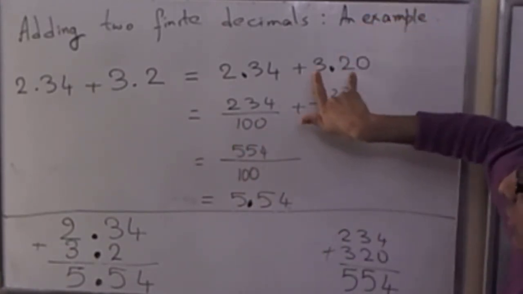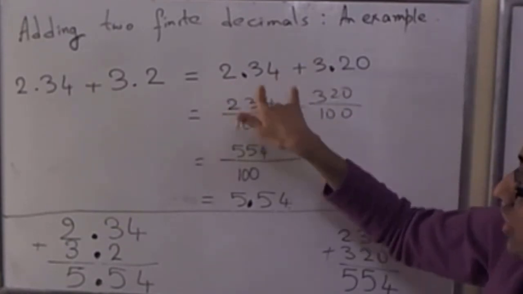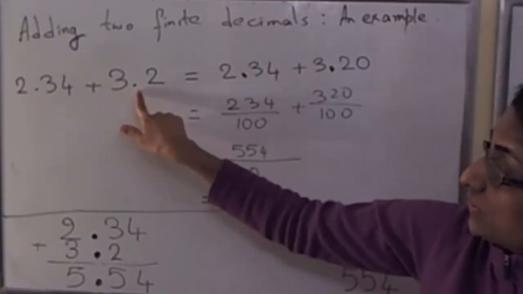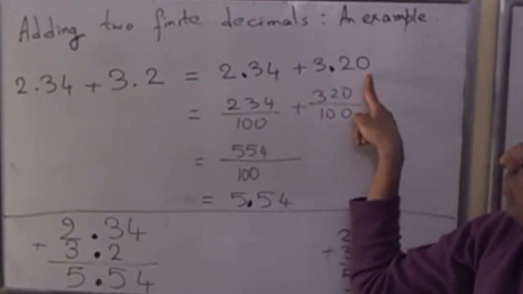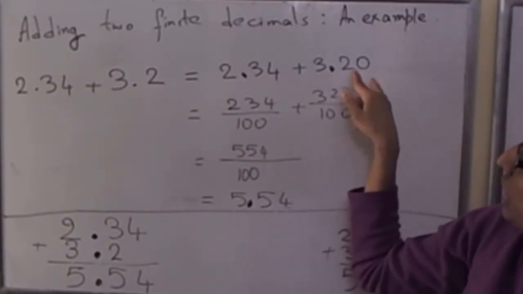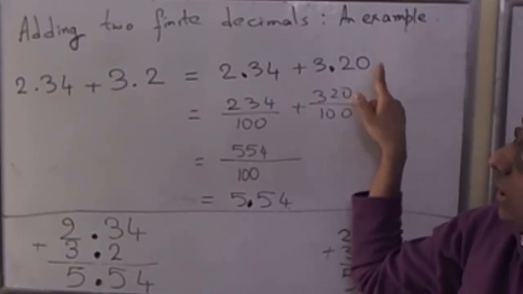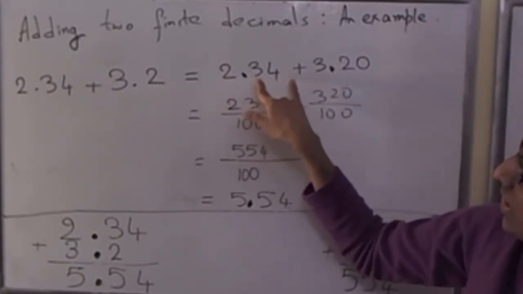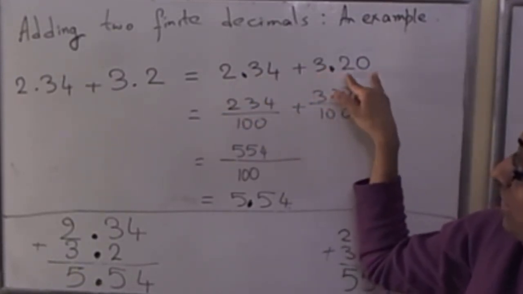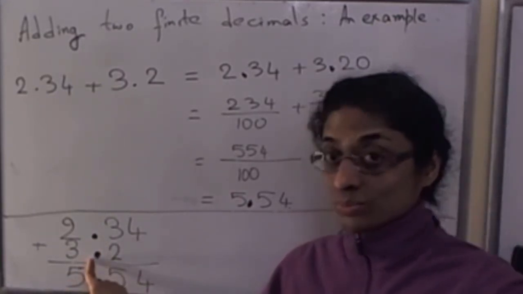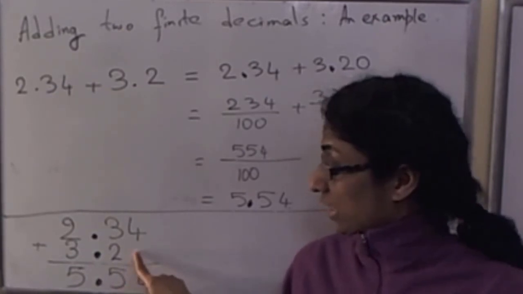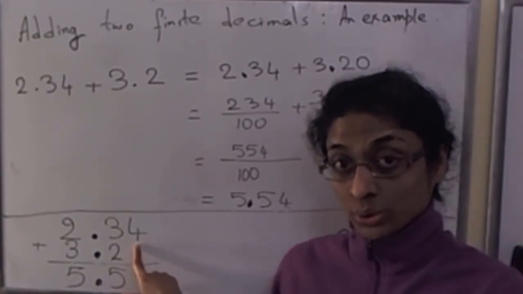I adjust the finite decimal which has fewer decimal digits than the other one by adding some extra zeros. So here I had to add an extra zero. That way this finite decimal has 2 decimal digits, and this finite decimal has 2 decimal digits. That's exactly what's going on when I line up the decimal digits. Naturally, not having anything is like having the 0 here.